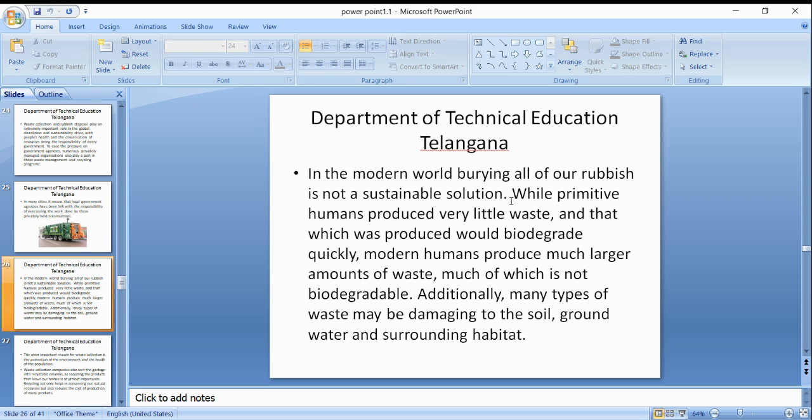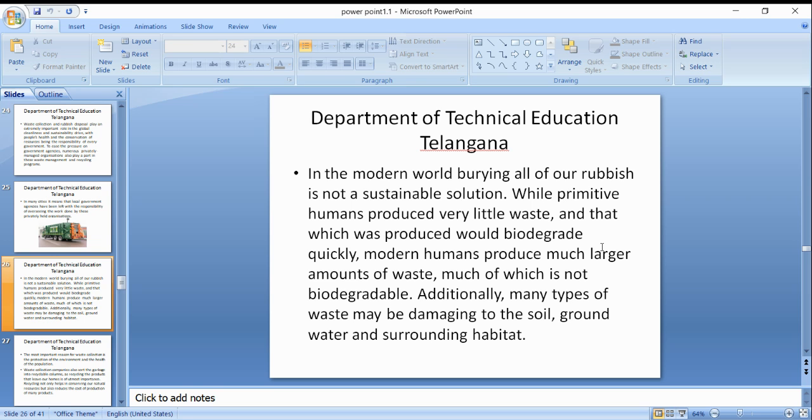Afterwards, it created a soil capacity problem. So, for that, at present, we are not burying the rubbish. Earlier, humans produced very little waste, and they were used to little waste only. Nowadays, we are using a number of things, so we are producing more waste compared to the earlier days.